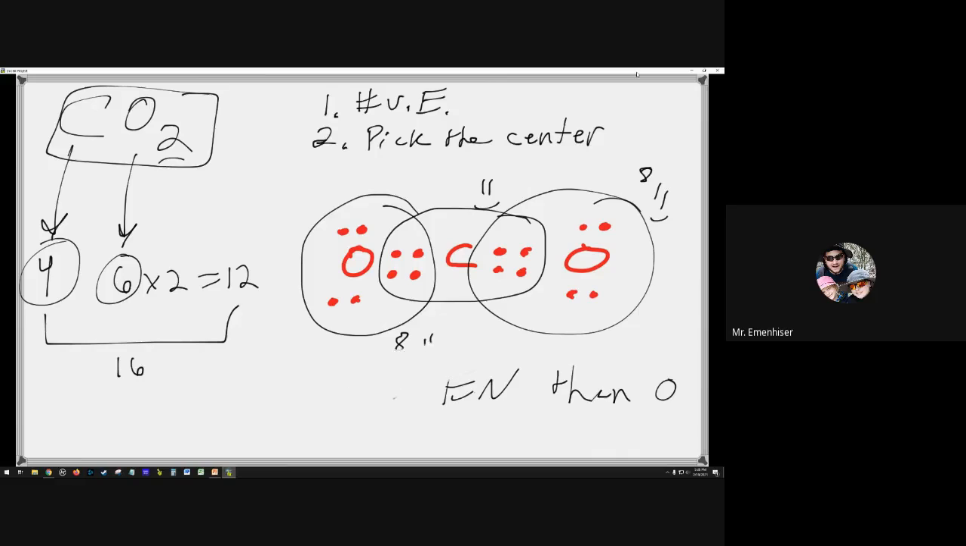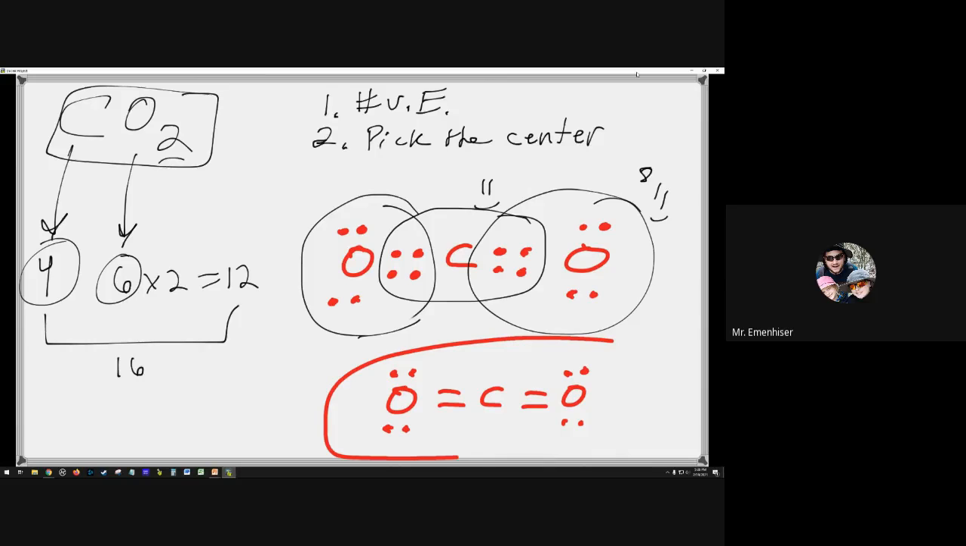And we can draw it another way. Instead of drawing the dots, we can draw the lines. So we can draw it this way: oxygen, double bond, carbon, double bond, oxygen, and then 4 dots left over on each of those oxygen atoms.